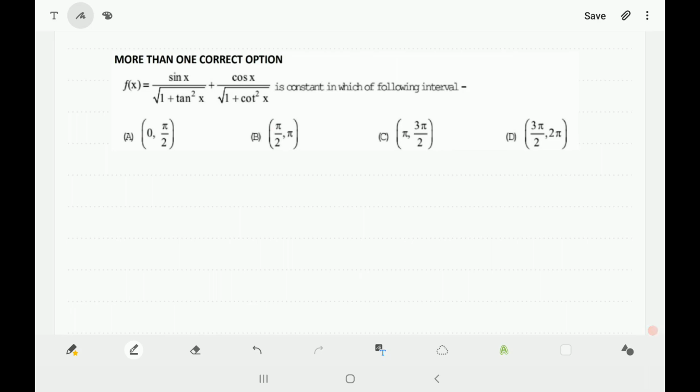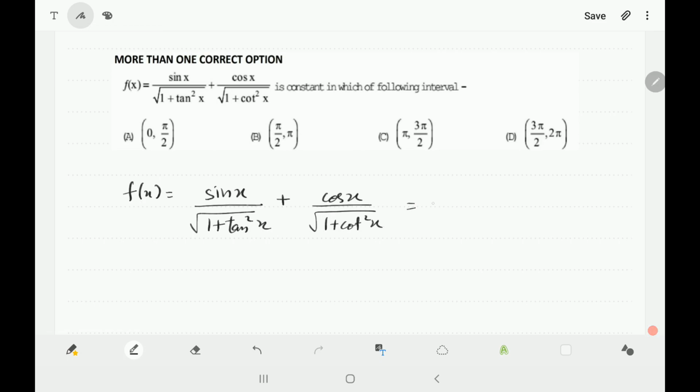This problem also has more than one correct options. So let's solve it. F of x is given as sin x upon under root of 1 plus tan square x plus cos x upon under root of 1 plus cot square x, and we have to find the interval of x in which this term is constant. Constant means it should not be dependent on x.